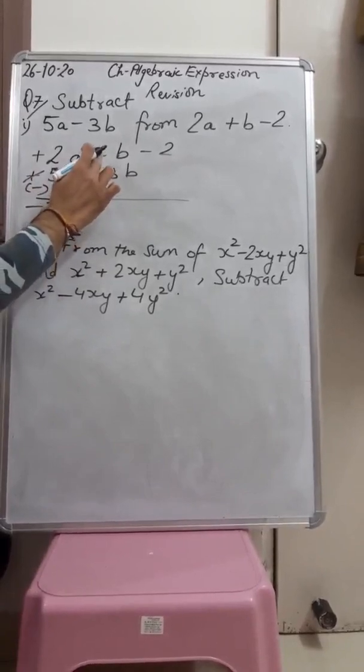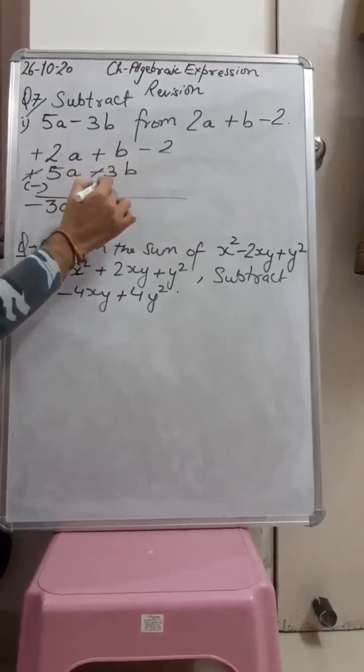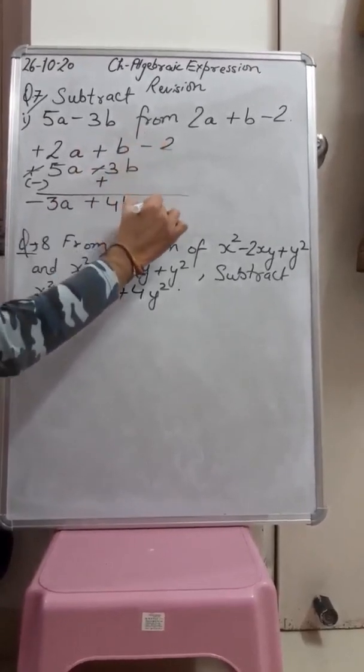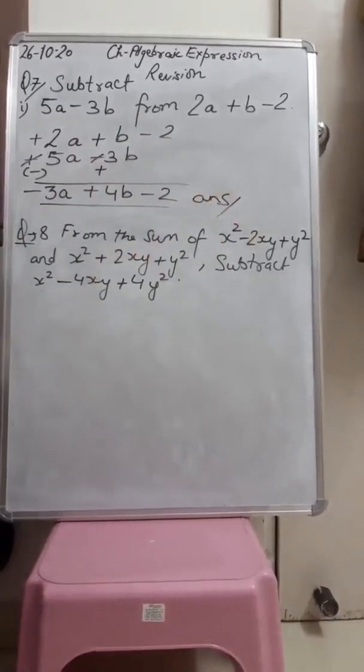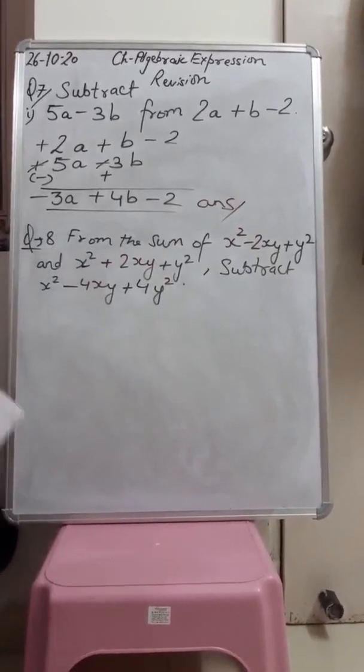So here, plus b plus 3b, this means 1, this means 3, this will give you plus 4b, and minus 2 will come as it is. So this is the answer. So in this way we can subtract the algebraic expressions.